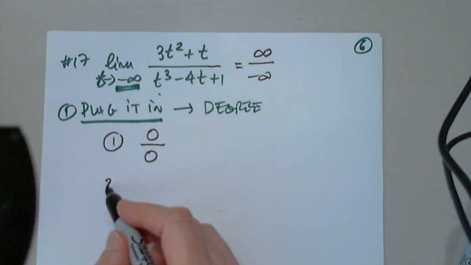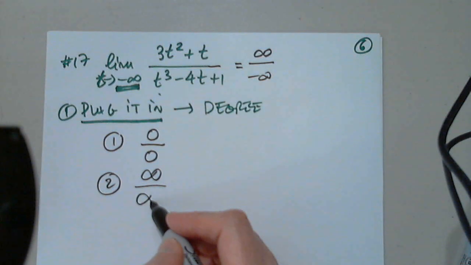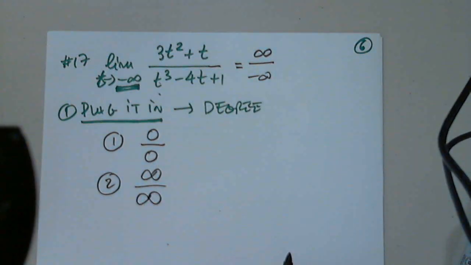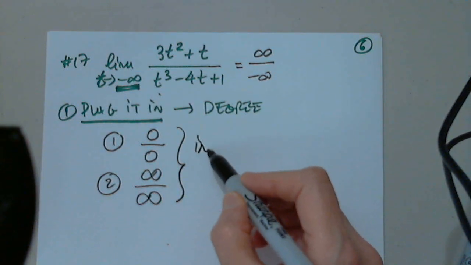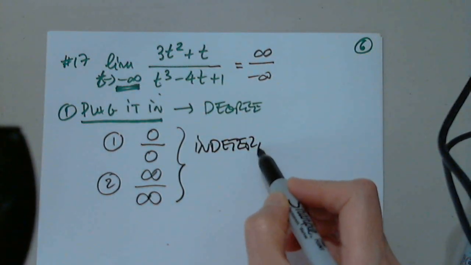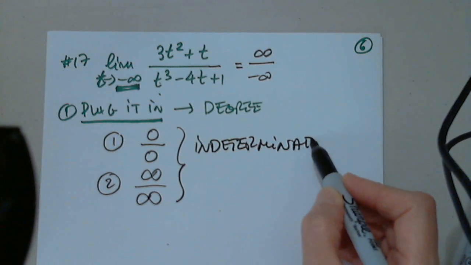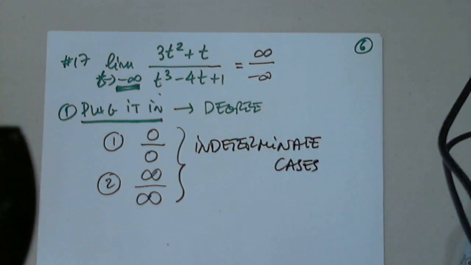Excellent. The first indeterminate case that we discussed was 0 over 0. This is the second indeterminate case, infinity over infinity. The sign is not important. So these are the first two indeterminate cases that we've seen so far. There are 5 more to look at later.